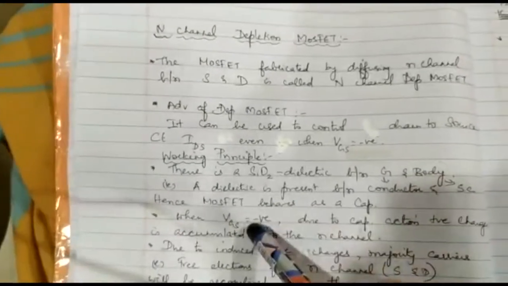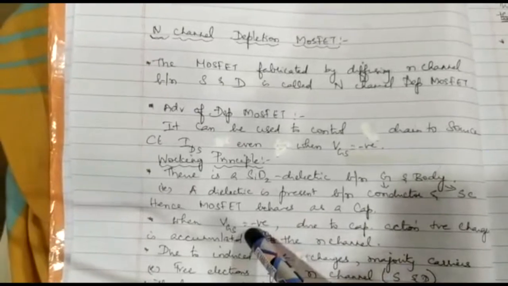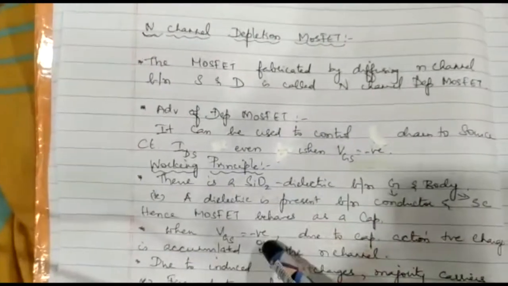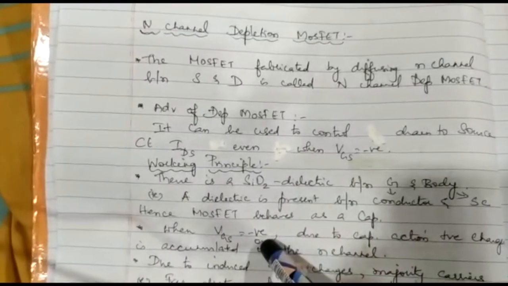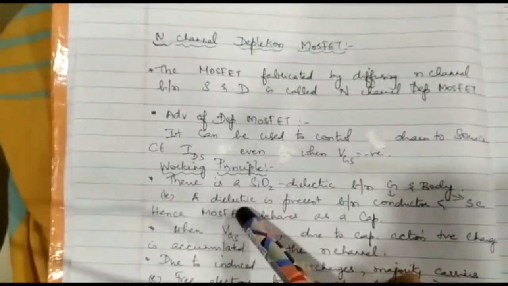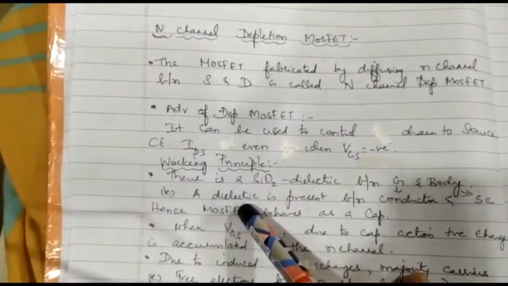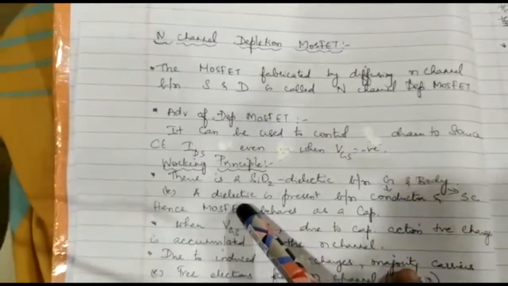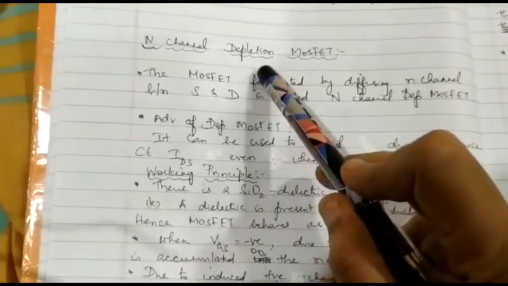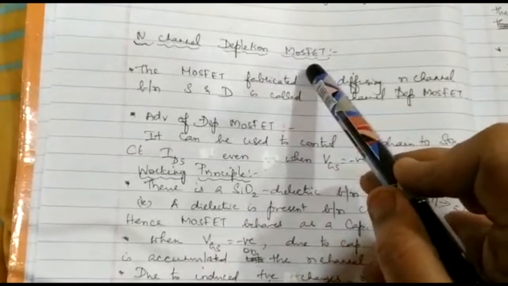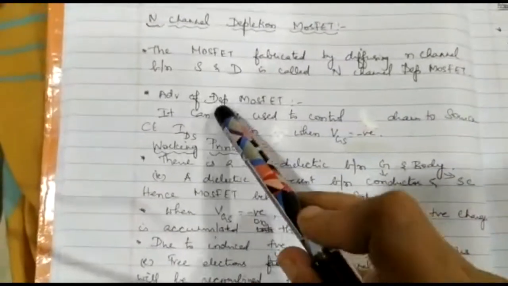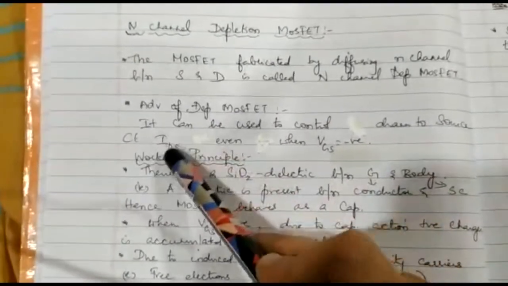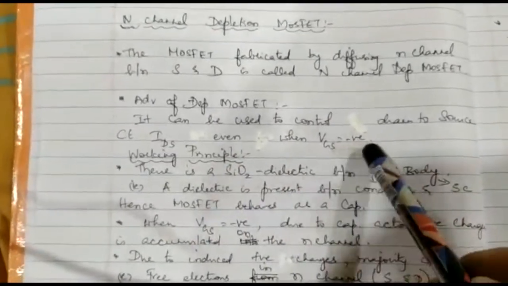So holes conduct with lesser mobility than the electrons. Therefore the N channel MOSFET is faster than the P channel MOSFET. The mobility of electrons is twice that of holes. So that is the reason we use enhancement MOSFET always. But for our knowledge sake, we are studying this topic, depletion MOSFET, and also the advantage that it is used as a drain to source current controlling measure even when VGS is negative.